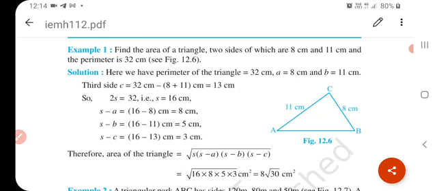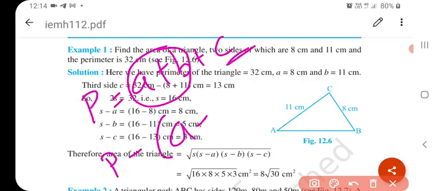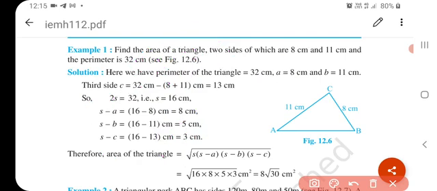Third side C, we can find the third side. We know that perimeter is equal to the sum of all the sides. If the perimeter is given, P is equal to A plus B plus C. If A and B are given and we want to find C, then C is equal to P minus (A plus B). So we find C: C is equal to 32 centimeter minus (8 plus 11), so we get 13.